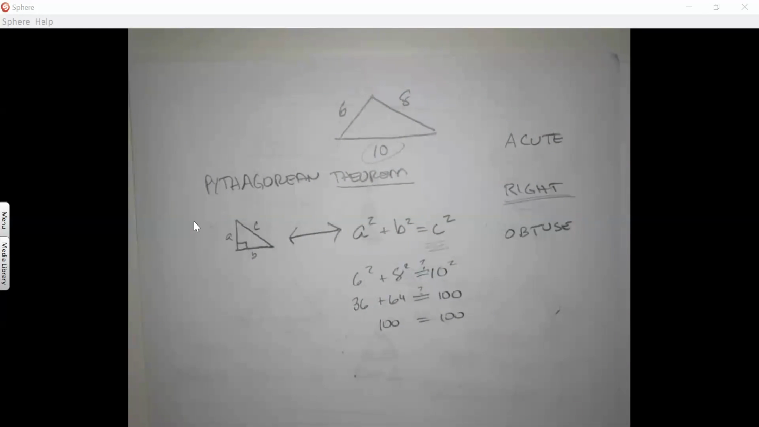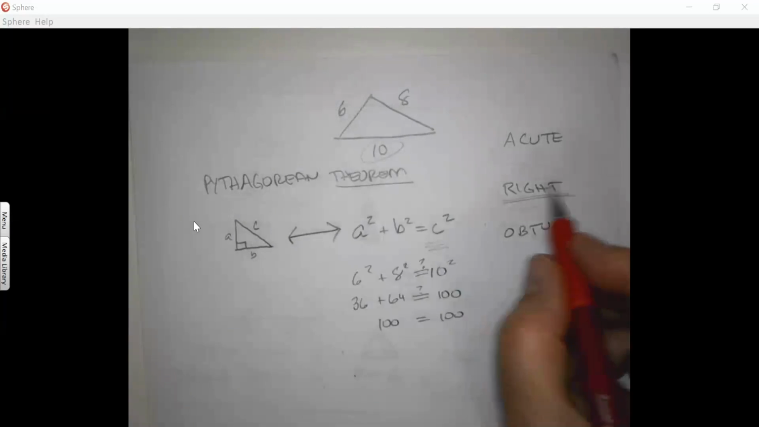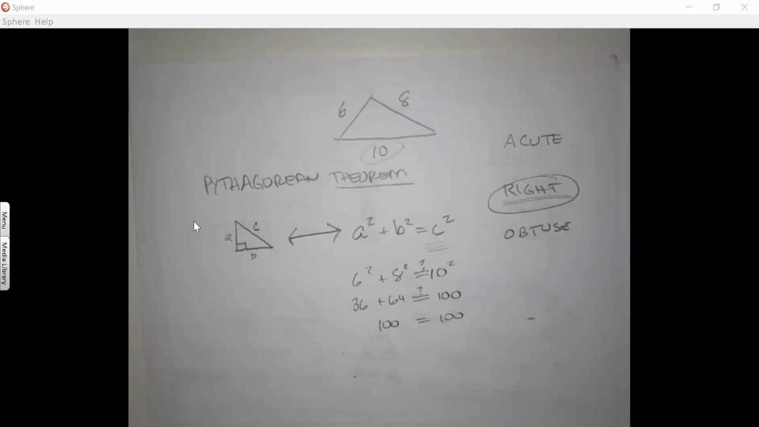What does that tell me about this triangle? It's a right angle triangle. It is a right triangle, that's right. If it works with the Pythagorean theorem, then we know it's a right triangle.